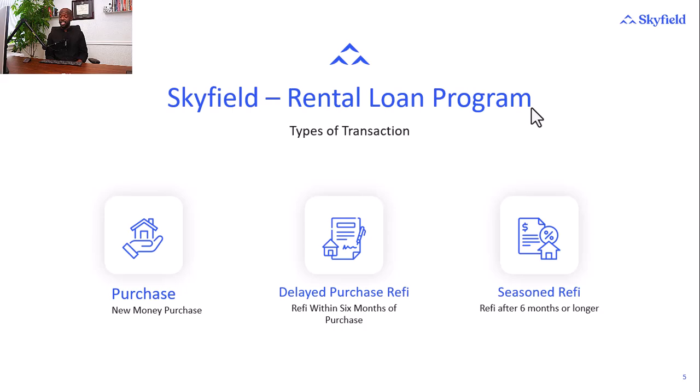So there is the refinancing within 6 months, right? So let's say you purchased a property at an auction and you want to reestablish your cash position. So you can refinance within 6 months of purchase, or you can refinance after 6 months. All right, so after 6 months.